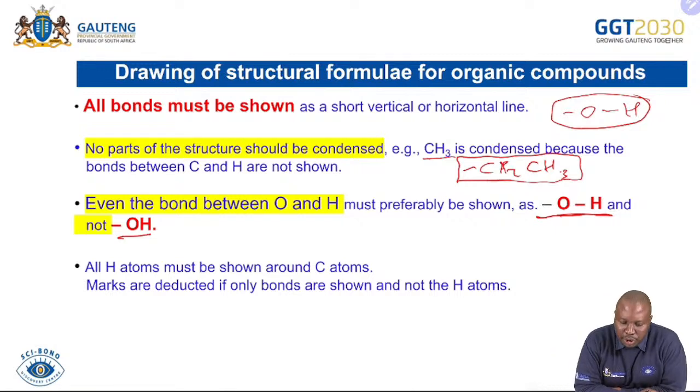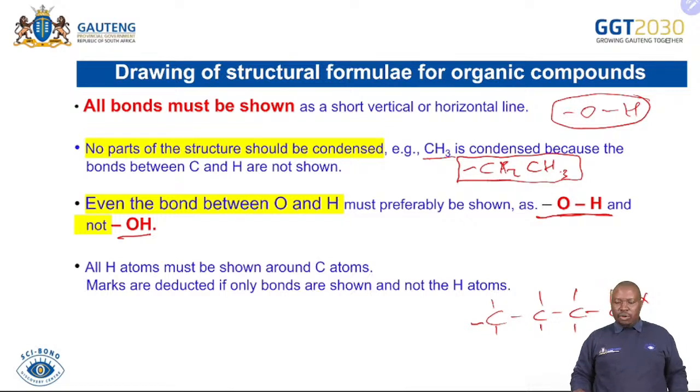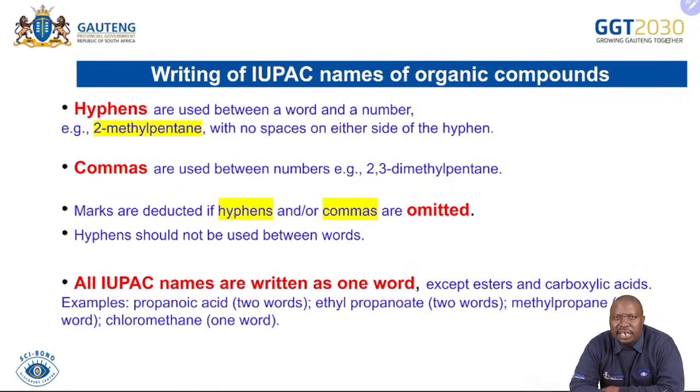All hydrogen atoms must be shown around carbon atoms. Marks are deducted if only bonds are shown and not the hydrogen atoms. For example, if we say draw the structural formula of butane, and you just do it like that, it shows that you know butane has 4 carbons, but because it didn't show the hydrogens, that structure will be marked as wrong. So we are saying show all the hydrogens around all the carbons that we are having. I hope this is going to help you as you answer the questions, as we do the activities that we are going to do today, and as you prepare for your coming exams.